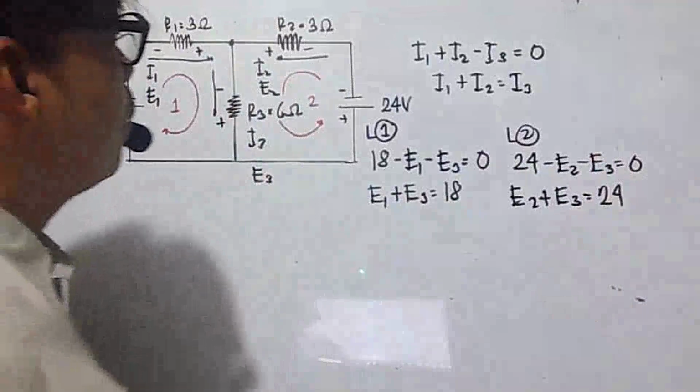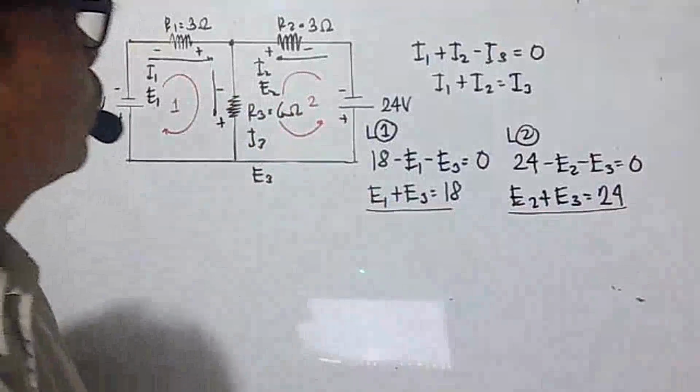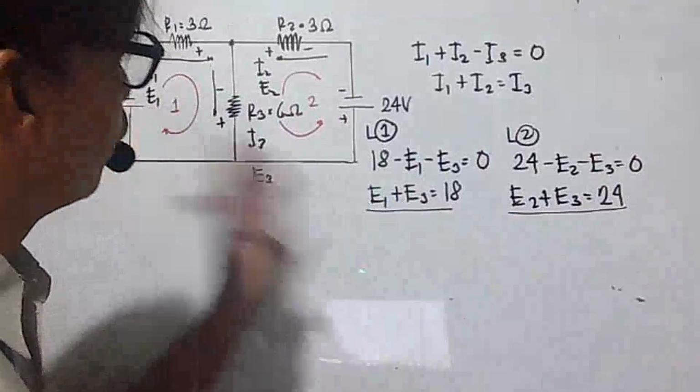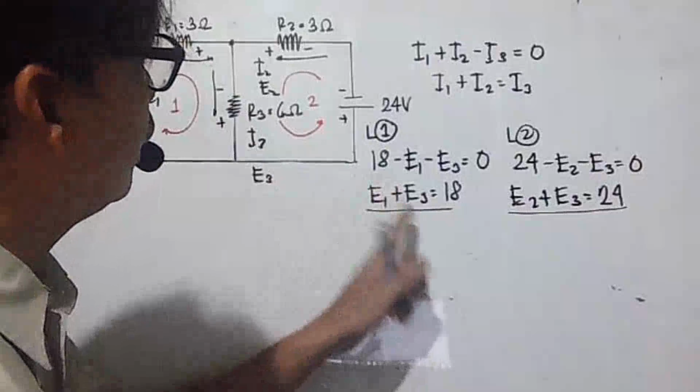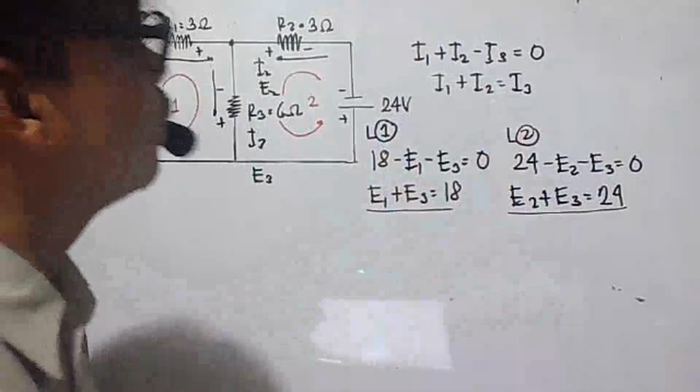The problem here is you have two equations, but you have three unknowns. You're looking for E1, E3, and E2, so three. For the current, we have I1, I2, and I3, so they are three.